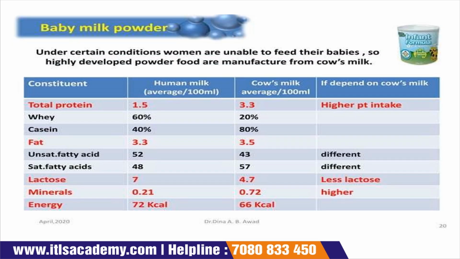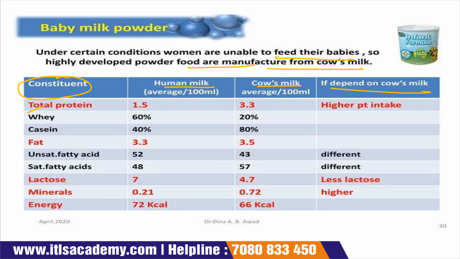Baby milk powder: under certain conditions, women are unable to feed their baby, so baby milk powder was developed, manufactured from cow milk. Okay, so the constituents present in a milk powder, that is your total protein. Here we compare human milk and cow milk.